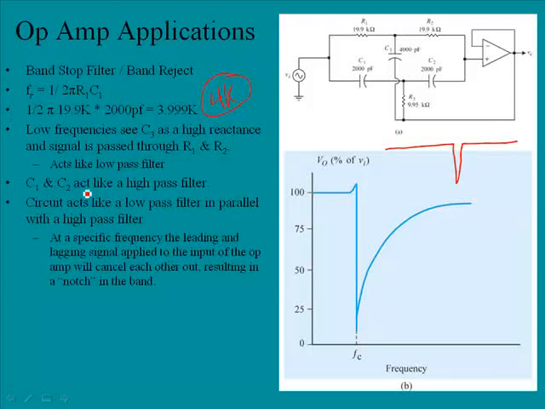Then C1 and C2 act like a high-pass filter. So when they get up to a certain value, C1 and C2 begin to conduct, and then it will pass a signal to the input. The circuit acts like a low-pass filter in parallel with a high-pass filter. At a specific frequency, the leading and lagging signal applied to the input of the op-amp will cancel each other out, resulting in a notch in the band.